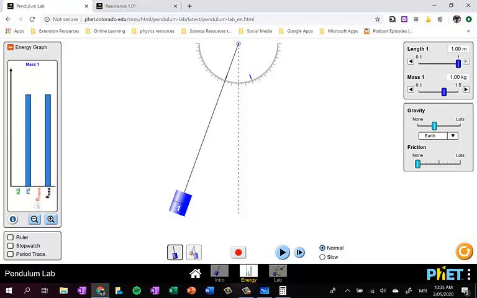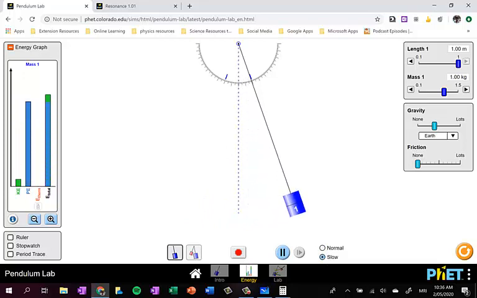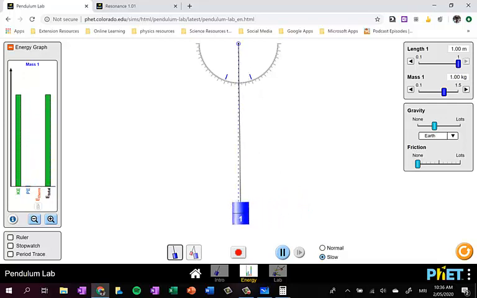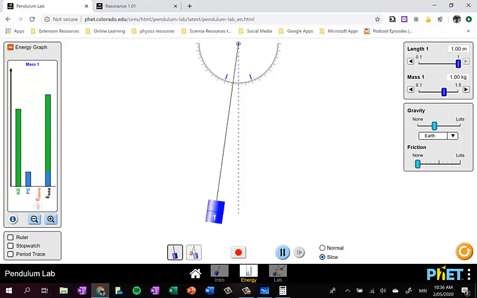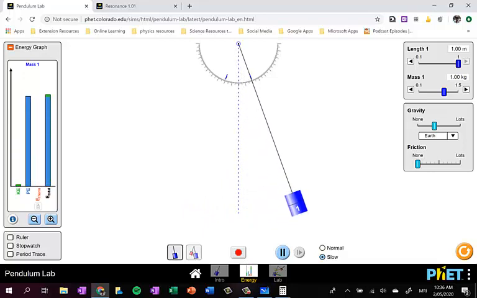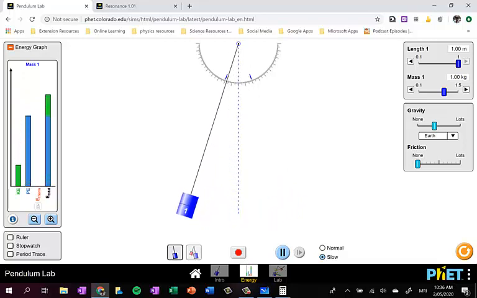If I hit play here, I'll change it to slow motion. You can see that as it swings out to its maximum position, it loses its kinetic energy and it's all potential. As it swings back through equilibrium and gains speed, it loses all of its potential energy and it becomes kinetic. Throughout the motion, however, the total energy of the system remains constant because energy is conserved. So energy gets changed back and forth. With big displacement we have lots of potential energy, and as it swings through equilibrium it's lost all the potential energy and it's gained the kinetic energy.